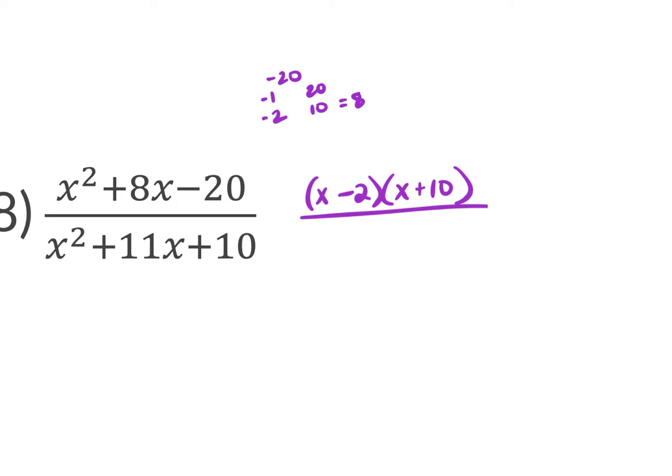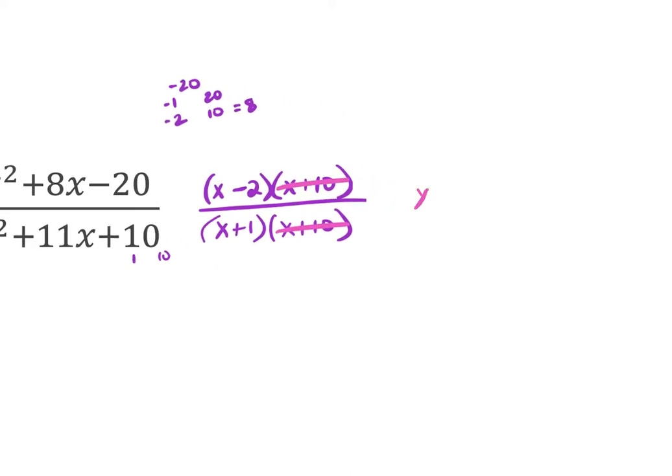And then I repeat that for the bottom. So the factors of 10 that sum to 11 would be 1 and 10, x plus 1, and x plus 10. Is there something there that can be canceled out? Good. And I'm left with x minus 2 over x plus 1.